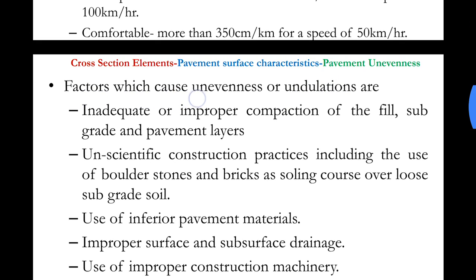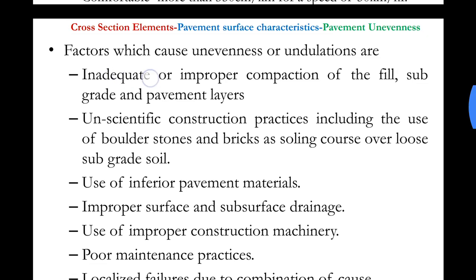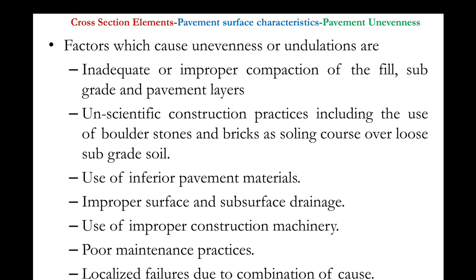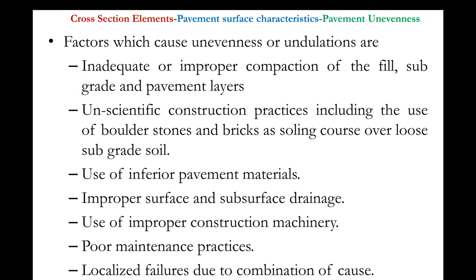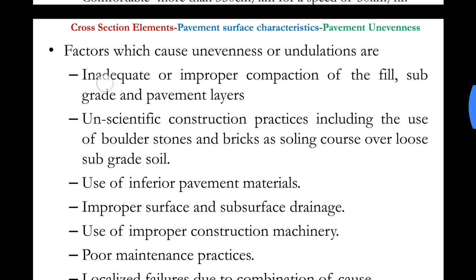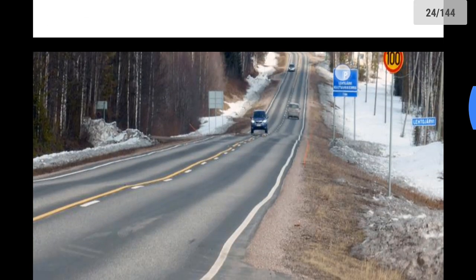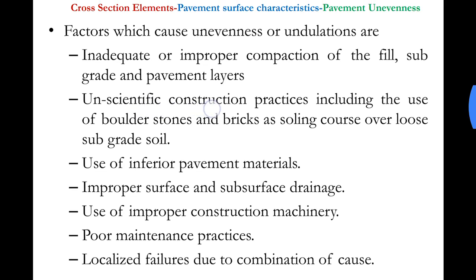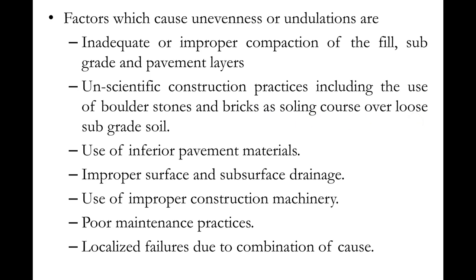Factors which cause unevenness or undulations: so what are the factors which cause these undulations? Inadequate or improper compaction of the fill, subgrade and pavement layers. There are different layers in a road. We'll discuss and study about these layers in detail later on, but if there is improper compaction among these layers, then there are chances of formation of these ripples or undulations. Unscientific construction practices, including the use of boulder stones and bricks as soling cores over loose subgrade soil.